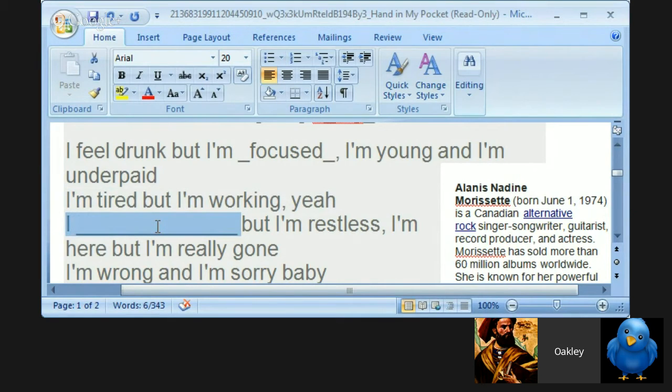Okay. Now, interestingly, we got something else going on here. Midair, I something, but I'm restless. I'm here, but I'm really gone. Okay. Now, notice before.